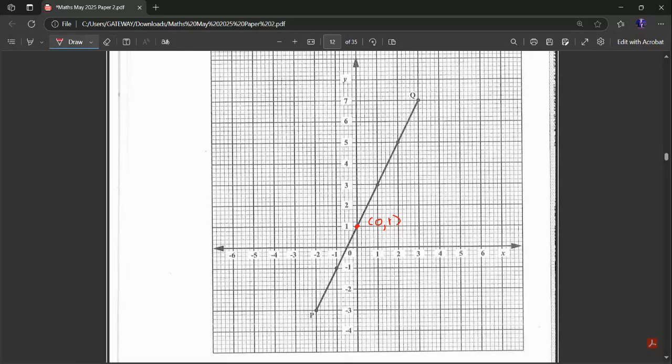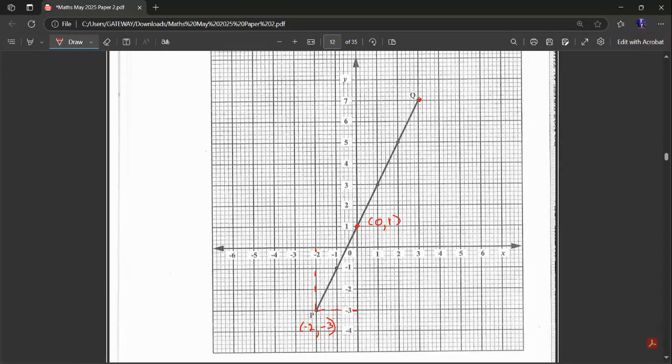To get the other points, like point P here, you would want to read going up until you touch the x-axis. Now x is -2 there, and you want to read going across until you touch the y-axis, and y is -3. So this is the coordinates for the point P.